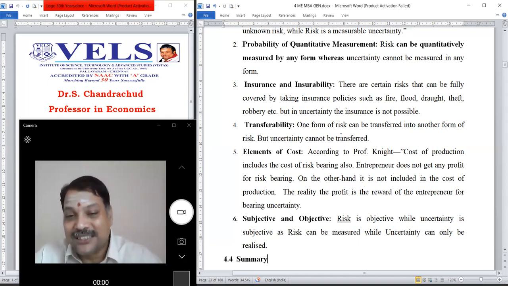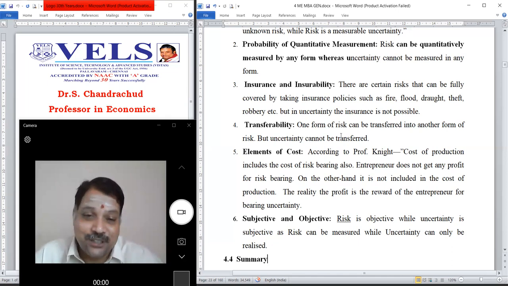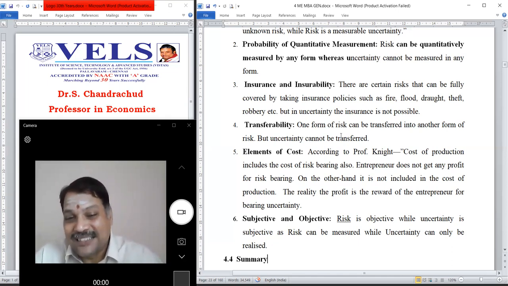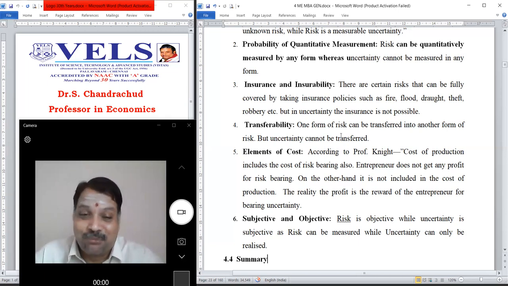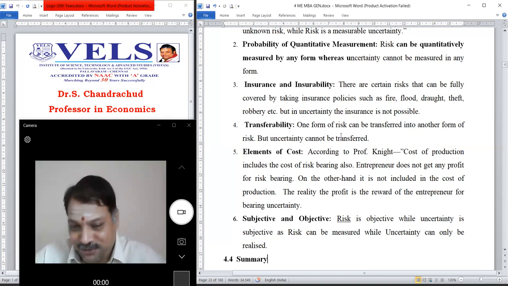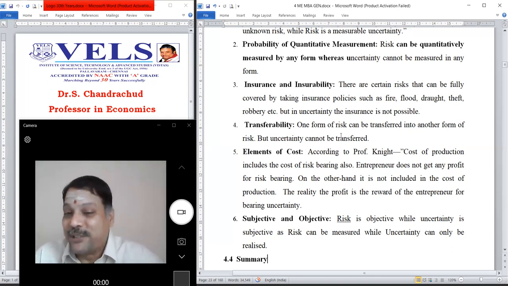The last one is related to subjective and objective. Risk is objective, while uncertainty is subjective. As risk can be measured, but uncertainty cannot be measured or realized. So risk is objective and uncertainty is subjective. So you can expect one section B question on this.